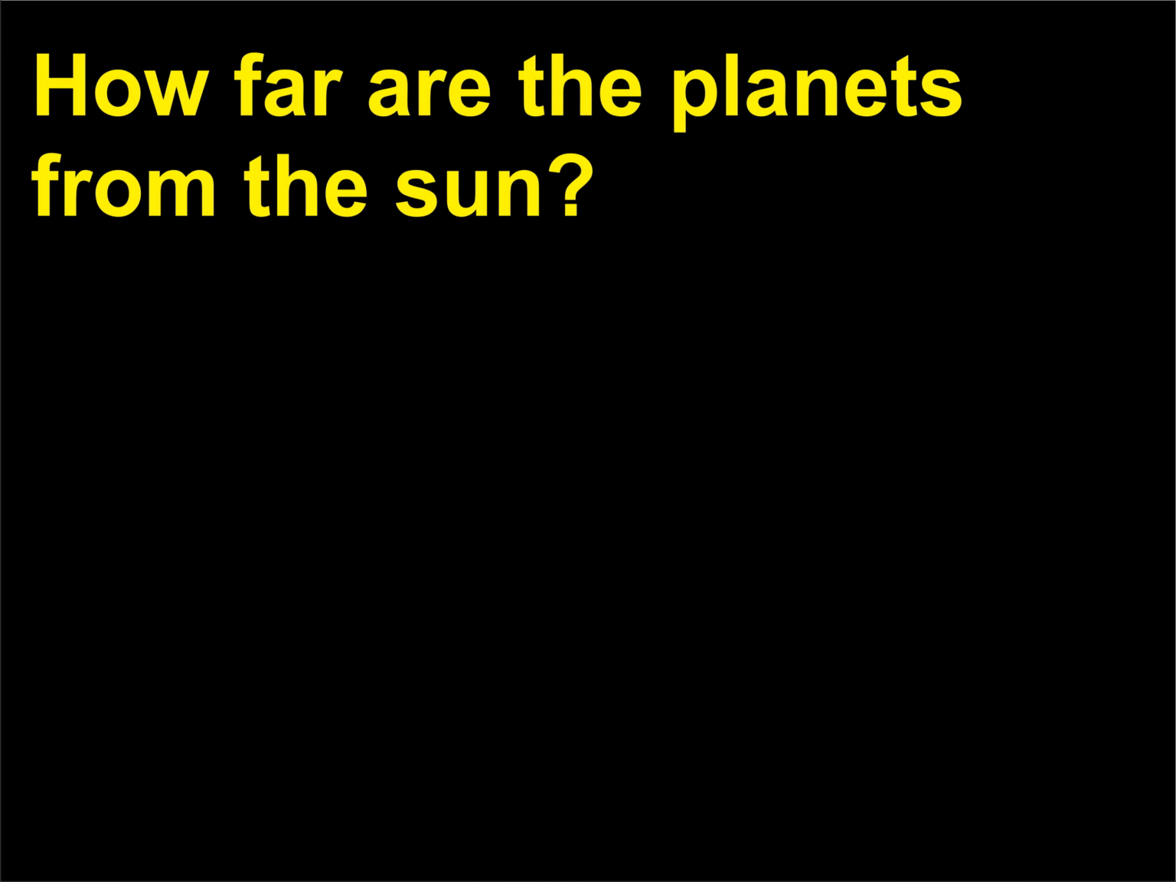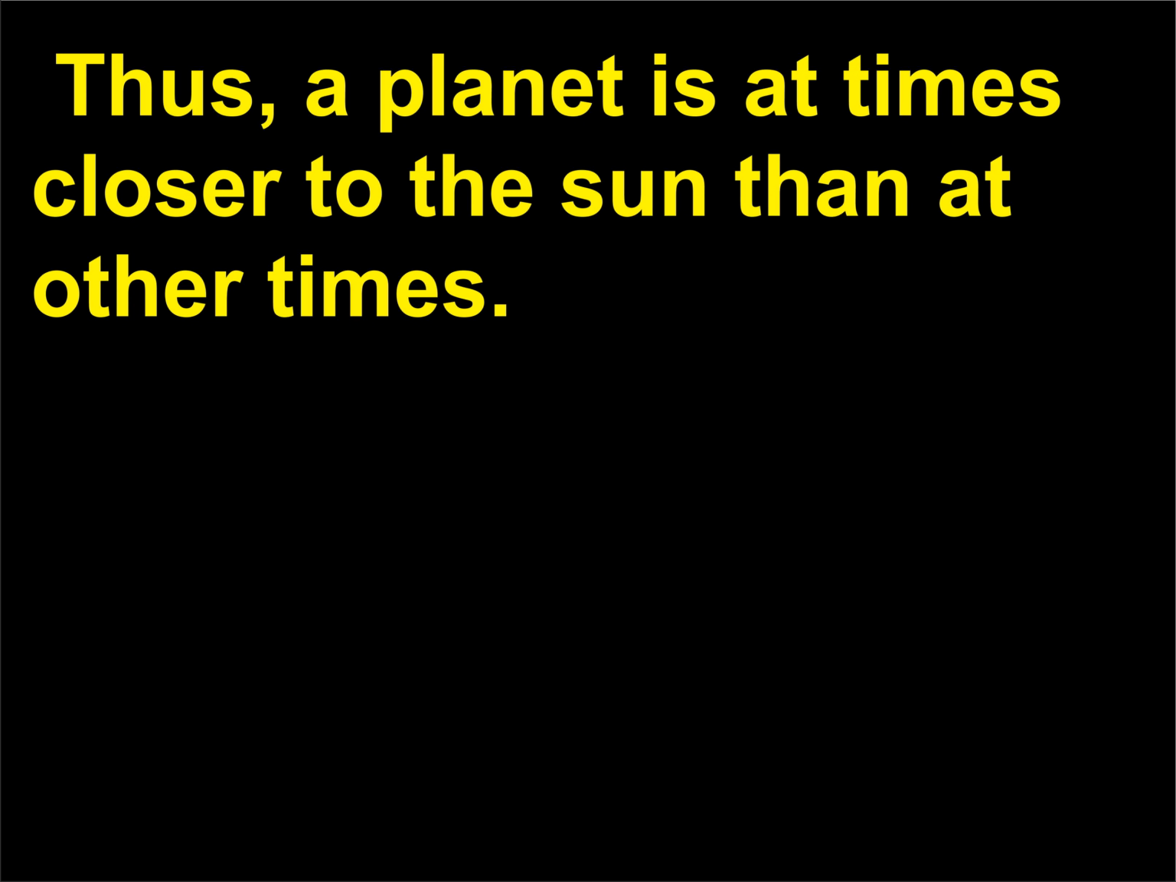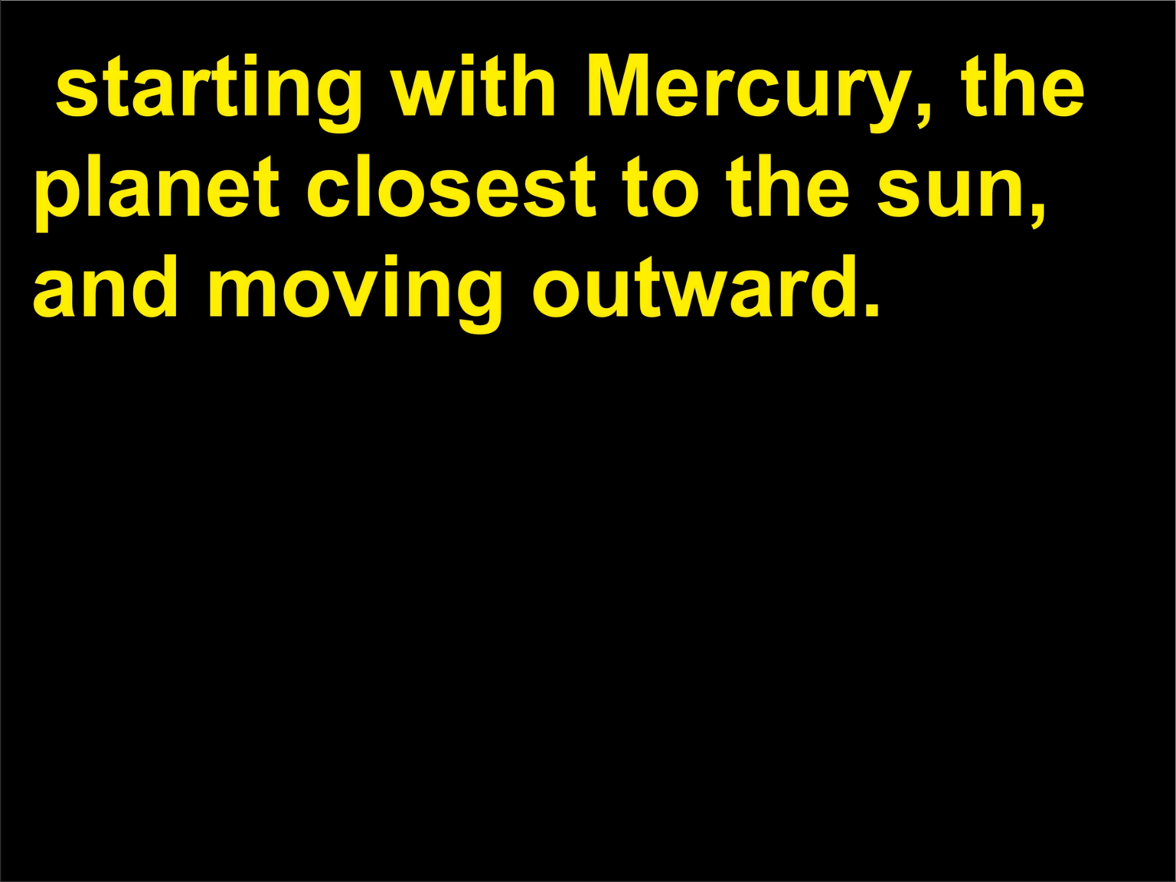How far are the planets from the Sun? The planets revolve around the Sun in elliptical orbits, with the Sun at one focus of the ellipse. Thus, a planet is at times closer to the Sun than at other times. The distances given below are the average distance from the Sun. Starting with Mercury, the planet closest to the Sun, and moving outward.